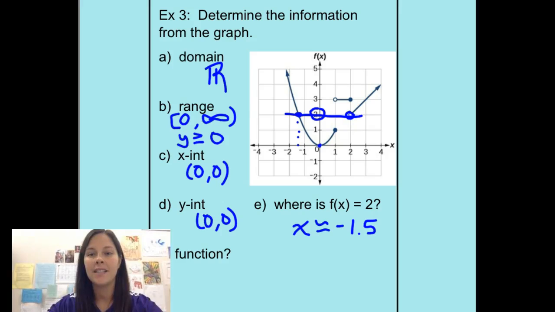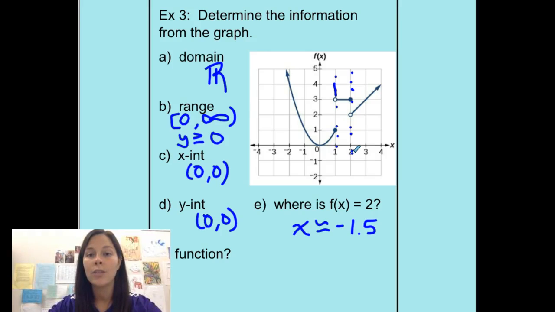And finally, is this a function? Similar to determining our domain, we have to look very carefully at a couple of vertical lines. Sliding side to side, there are two vertical lines, those same two we were looking at for domain, that we need to analyze to see if this is a function. Notice on each of those vertical lines we have one closed circle where the function is defined, and we have one open circle where the function is not defined.